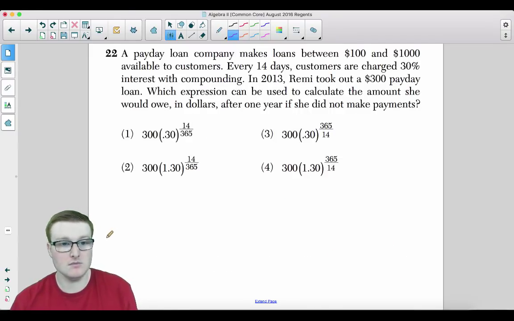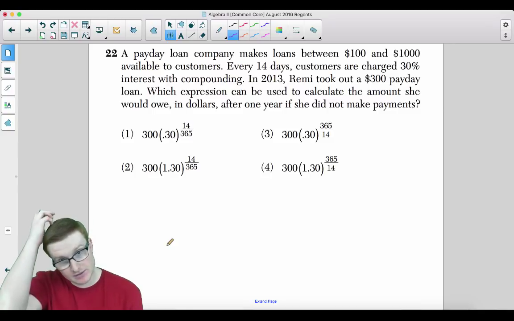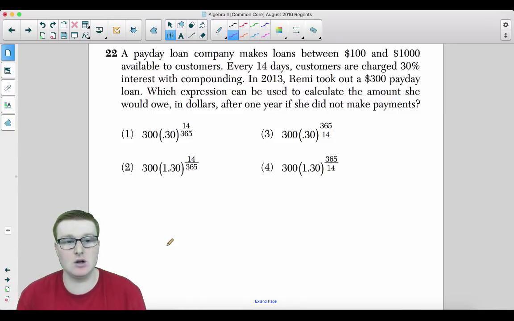22. A payday loan company makes loans between $100 and $1,000 available to customers. Every 14 days, customers are charged 30% interest with compounding. In 2013, Remy took out a $300 payday loan. Which expression could be used to calculate the amount she would owe in dollars after 1 year if she did not make any payments?